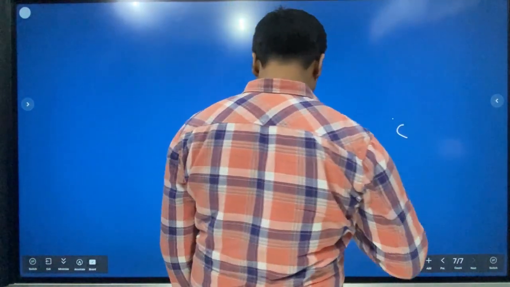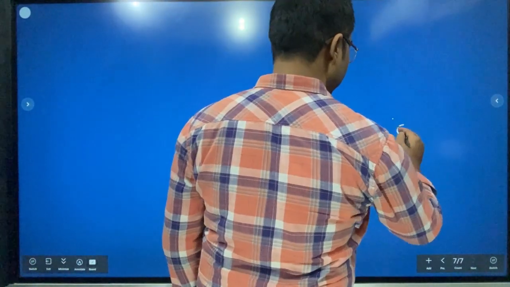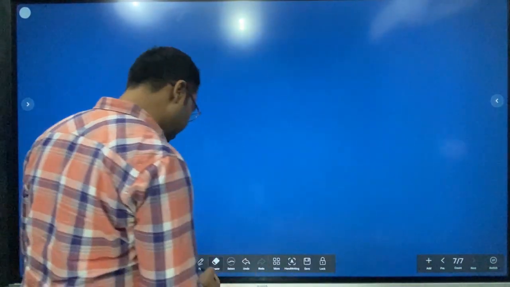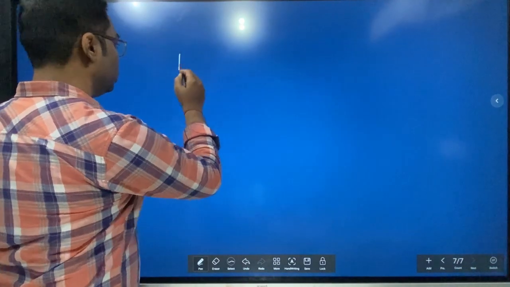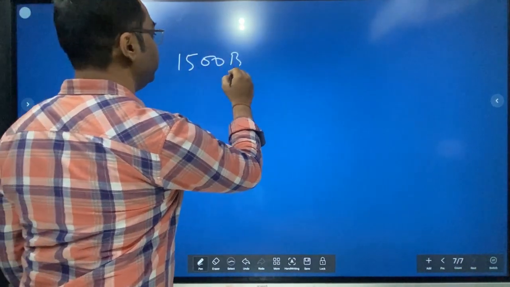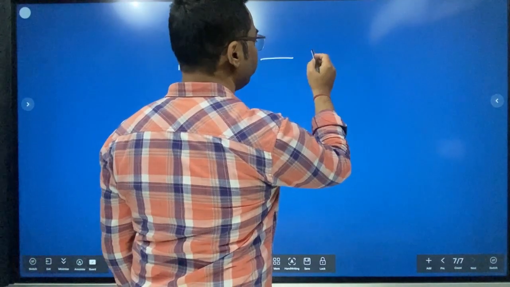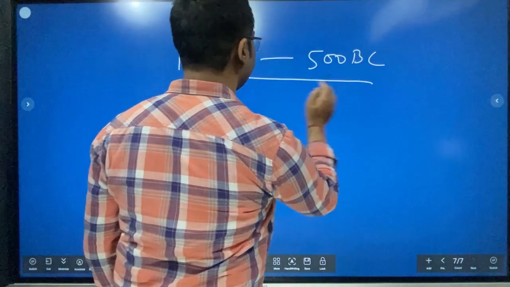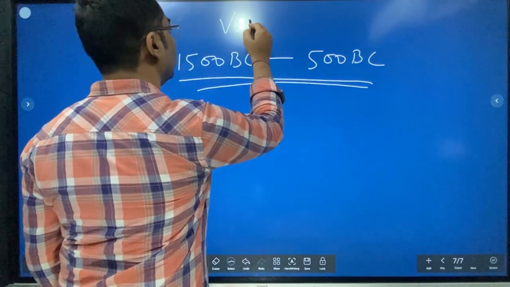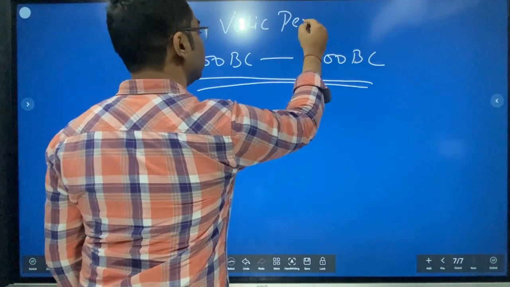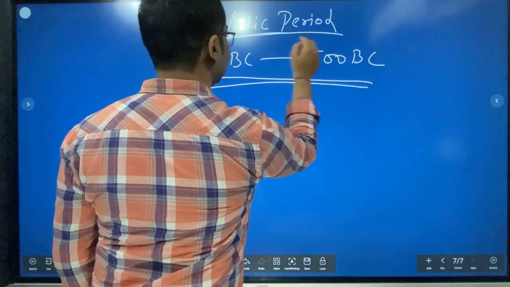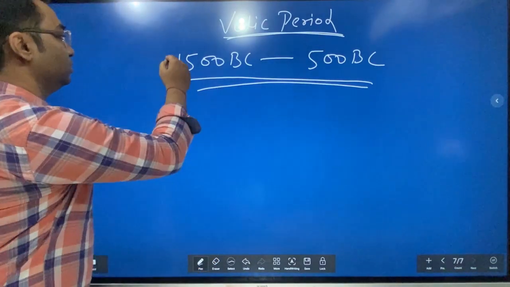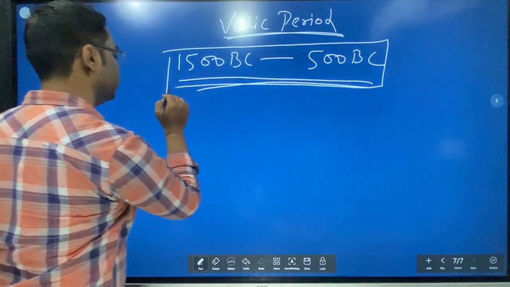As we all know, the Vedic period starts from 1500 BC and goes to 600 or 500 BC. This is the time period of the Vedic period. This is the general timeline of the Vedic period.